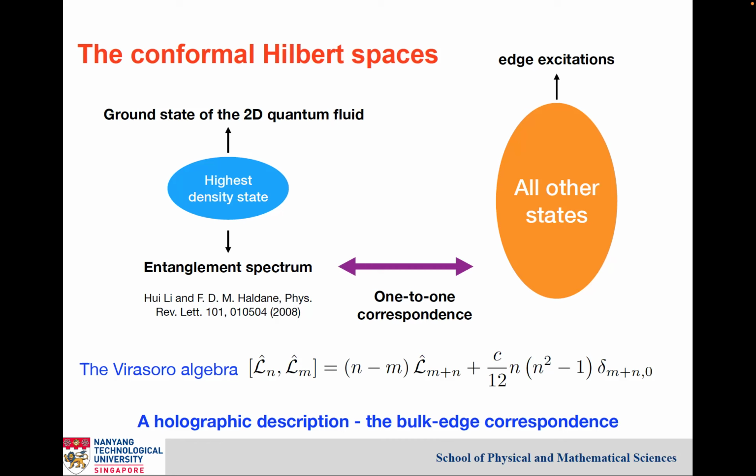So this is the fundamental reason why there is bulk edge correspondence or a holographic description of these conformal Hilbert spaces, where all these other states can be generated by applying these conformal algebra, conformal generators to the highest density states. So it's highly structured algebraically, and this is actually important for the topological properties as well as the physical experimental measurements of these topological phases. It is universal for integer or fractional quantum Hall effect. It should also be universal for all those topological phases in the lattice system as well.